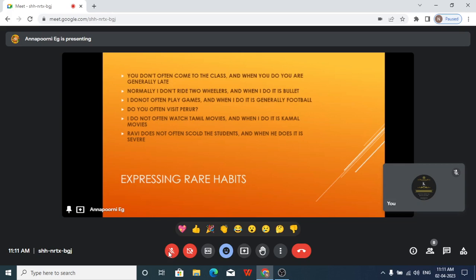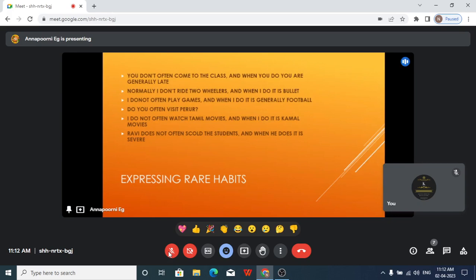Ravi does not often scold the students. When he does, it is severe. Okay, thank you. So, the last example is Ravi is a person who does not often scold the students. Scolding means wanting to tell something in a harsh way, right? Scolding or getting furious. The teachers often scold the students if they don't do the homework, if they come to the school without the proper dress code, or if they come without cutting their nails. So there are a lot of things for which teachers often scold the students. But Ravi is a person who does not often scold the students.